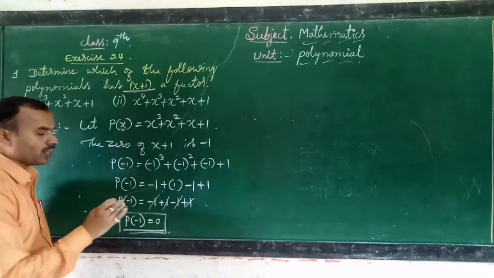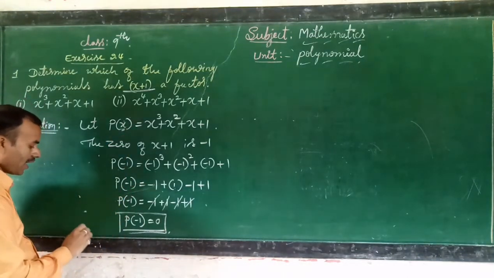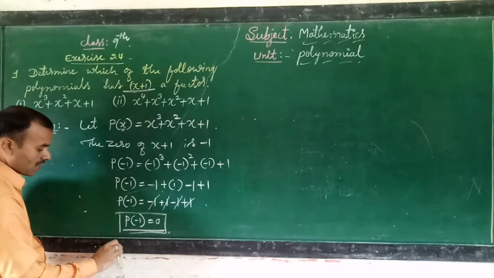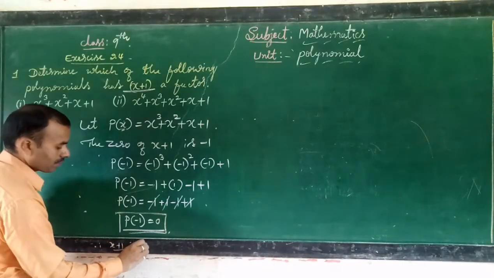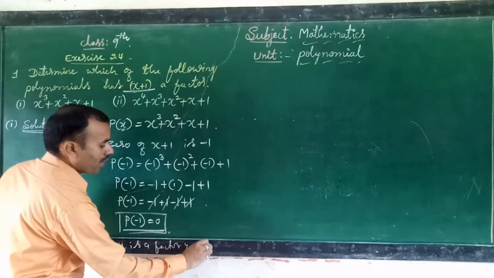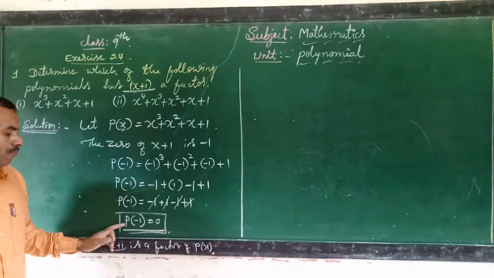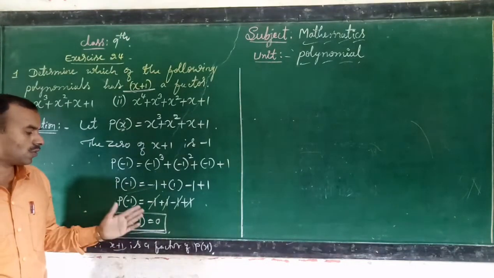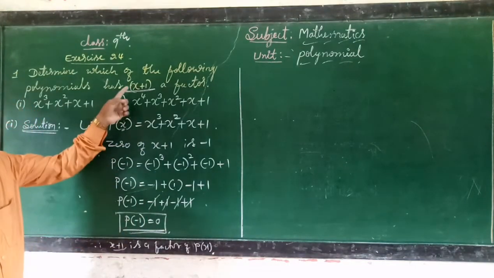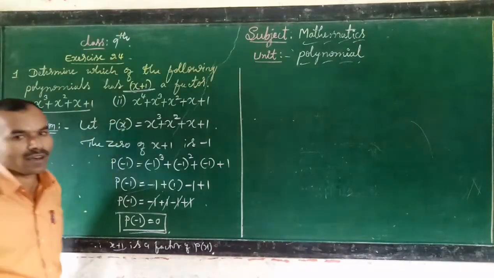Therefore, by the factor theorem, x plus 1 is a factor of the given p of x. Here p of minus 1 equals 0, remainder is 0. So x plus 1 is a factor of this. Now let us take the second one.